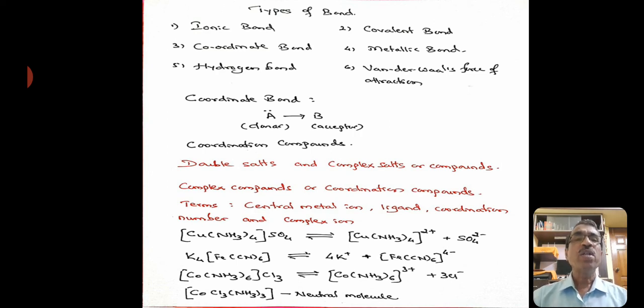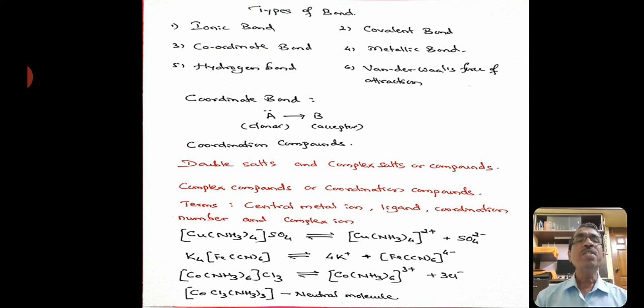The next is the ligand. The ligand is an atom or a molecule which can donate a lone pair of electrons to the central metal ion. I repeat, the ligand is an atom or a molecule which can donate a lone pair of electrons to the central metal ion. So, in the above examples, ammonia is the ligand in cuprammonium sulfate, the cyanide ion is the ligand in potassium ferrocyanide, and ammonia is the ligand in the cobalt complex.